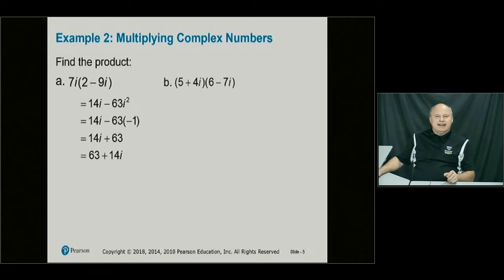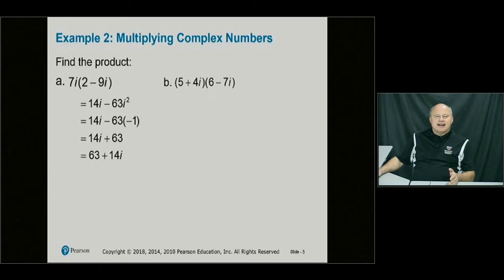And now we just want to put it in the a plus bi form. So the real number will go first. So that's why they placed the 63 to the left and then 14i to the right. So it's always in the form of a plus bi. And you might think, well, does that mean 14i plus 63 is wrong? Well, it's not wrong. It's just not in the correct form.